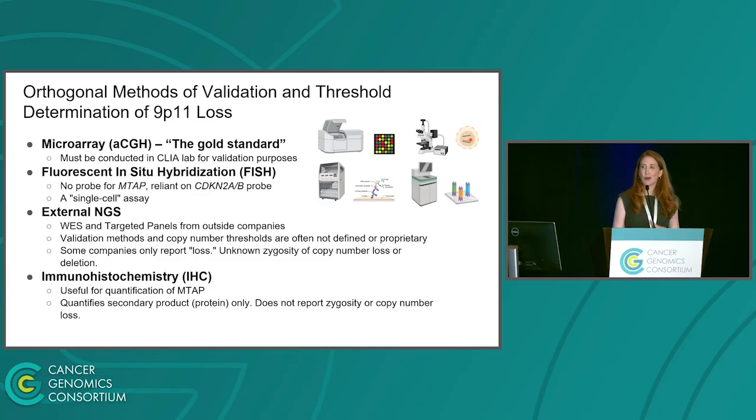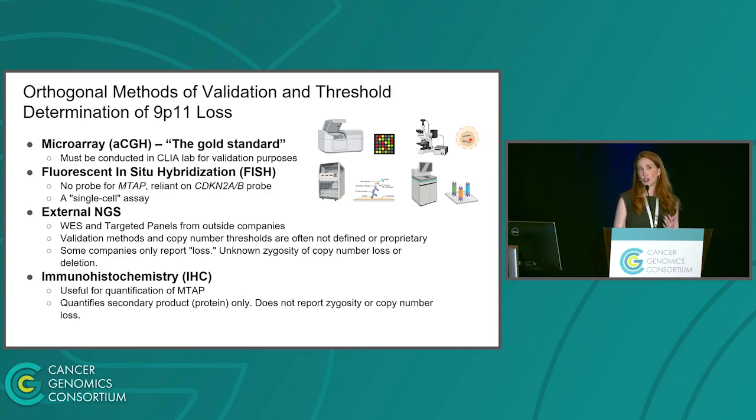As has been discussed in a wonderful talk about structural variation, there are lots of pluses and minuses to using multiple methods. There is a slight typo on the slide: it's 9p21 loss, and I noticed that last night after I turned this in. First of all, the microarray, which some call the gold standard. Our one limitation was that this had to be conducted in a CLIA lab for our validation purposes, so we had to find something suitable for that. And then we also had FISH. One limitation there is we don't have an exact probe for MTAP. We are reliant on the CDKN2A and B probe, but it is a single cell assay, so we are able to determine ploidy and things like that, and tumor heterogeneity.